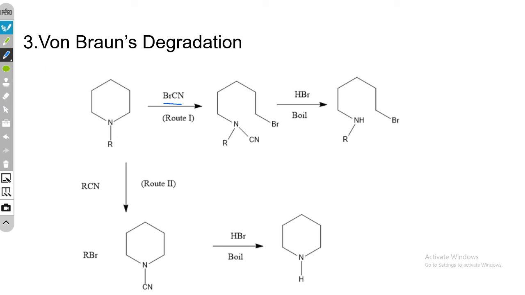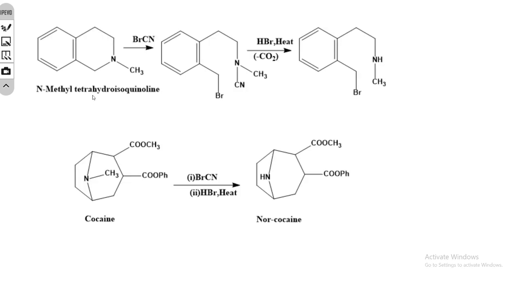Okay, so here is a real example of von Braun degradation. This is N-methyl tetrahydroisoquinoline. After treating with BrCN, we will get a product like this, and this is actually happening in the first route. So there is a rupture of the CN bond and formation of a CBr bond, then an NCH3 or secondary amine group is formed. Okay.